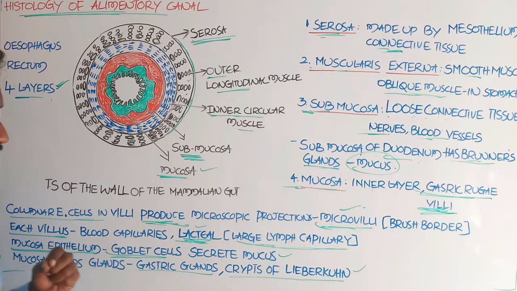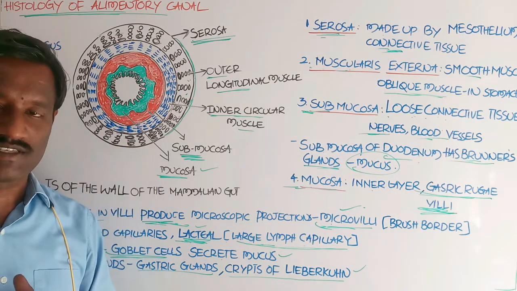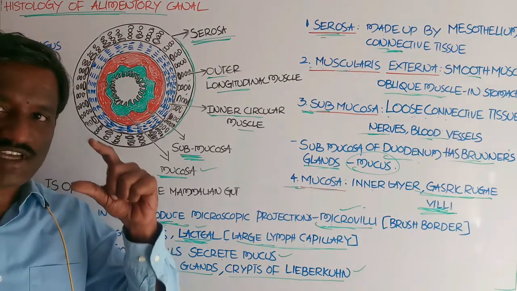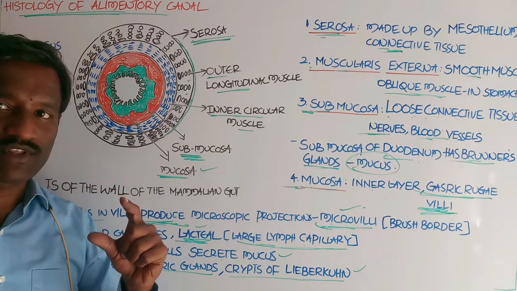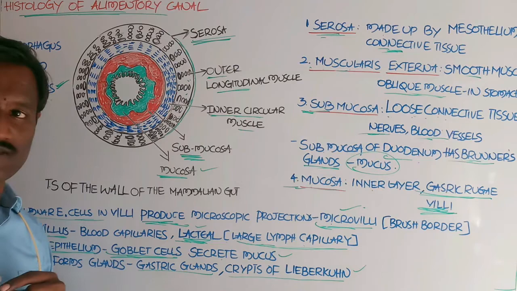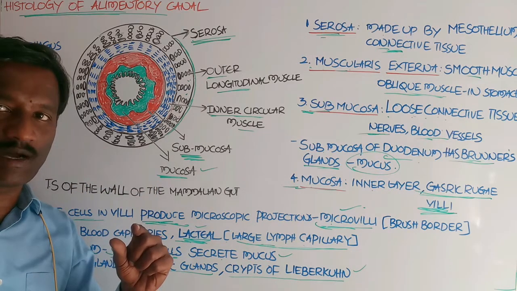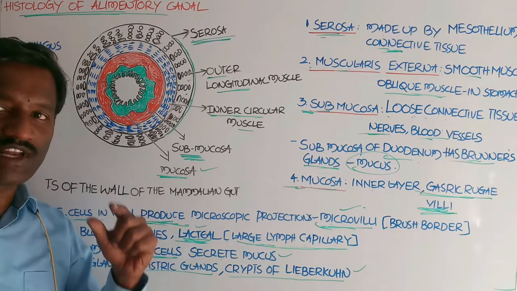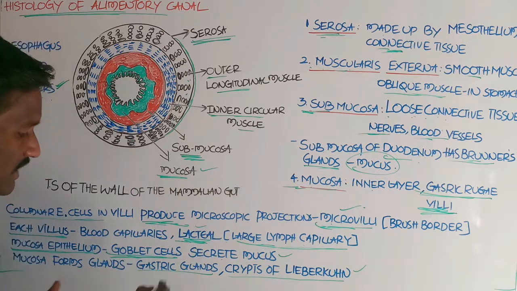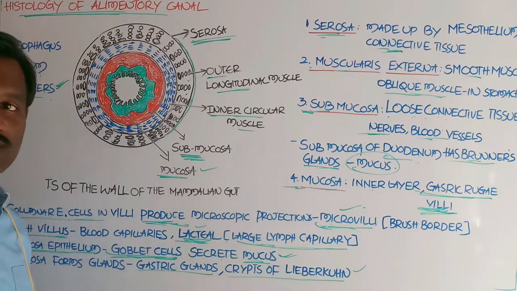Mucosa epithelium has goblet cells in some regions. In some regions, the mucosa epithelium also consists of goblet cells. The cells present in the mucosa epithelium are modified into goblet cells. These goblet cells secrete mucus.